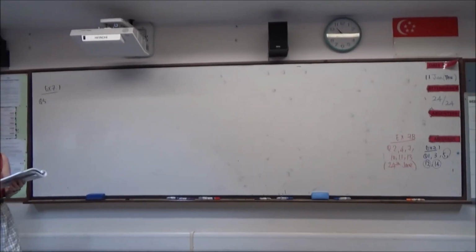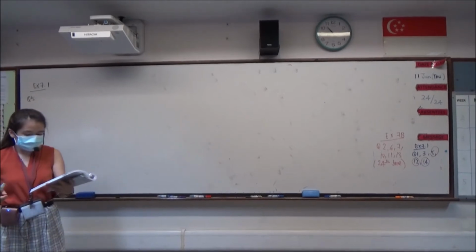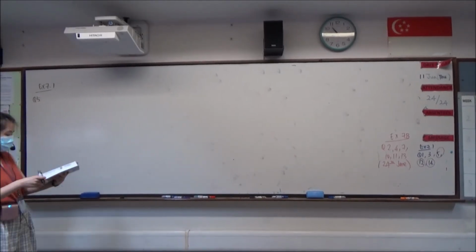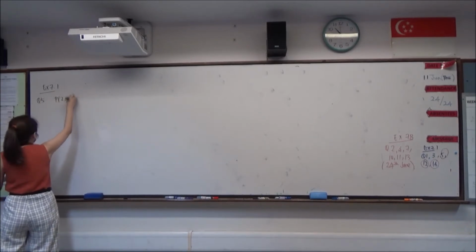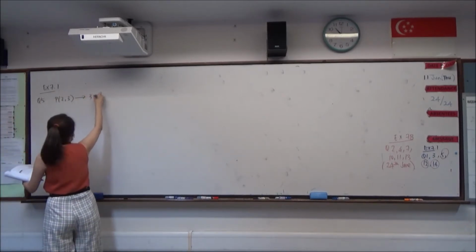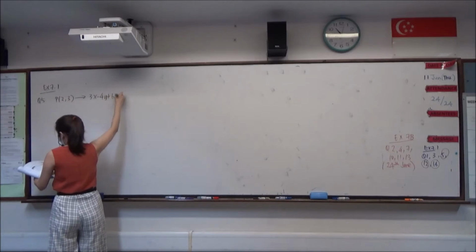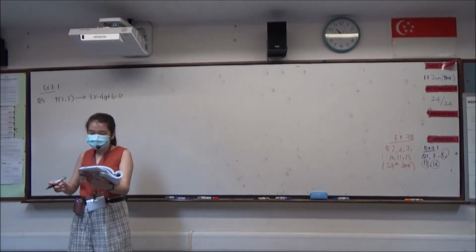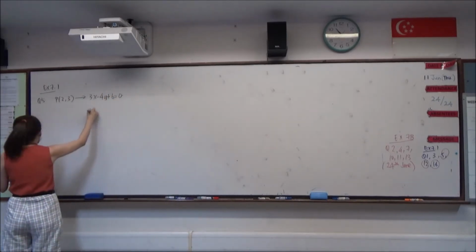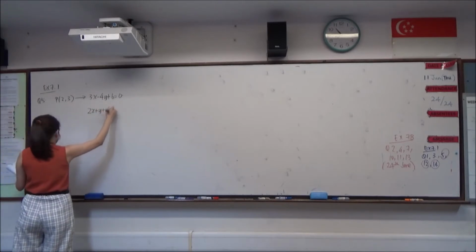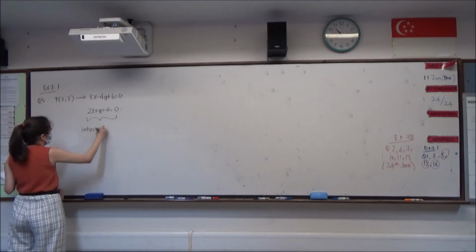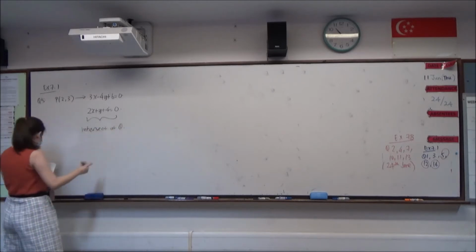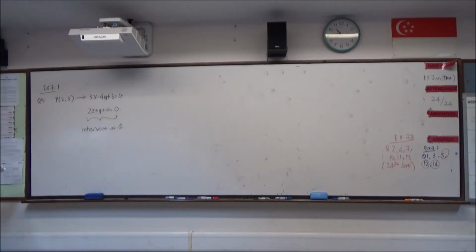Okay, let's look at question 5 first. Where it says that the point P (2, 3) lies on the line 3x minus 4y plus 6 equals 0. And then after that, this line actually intersects another line. They intersect at point Q. So we want to find the length of the line segment PQ.